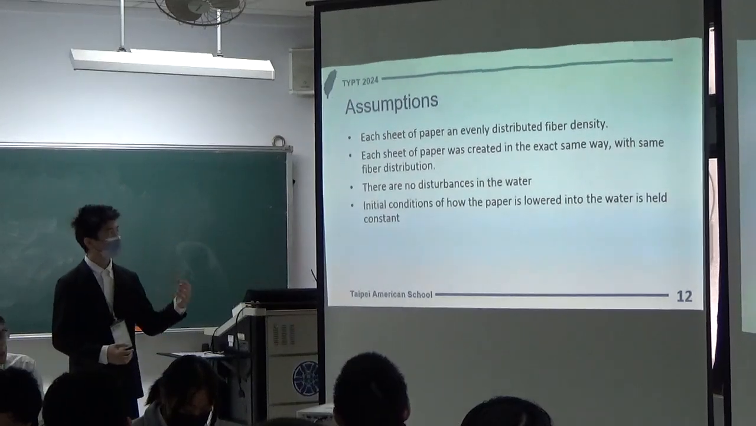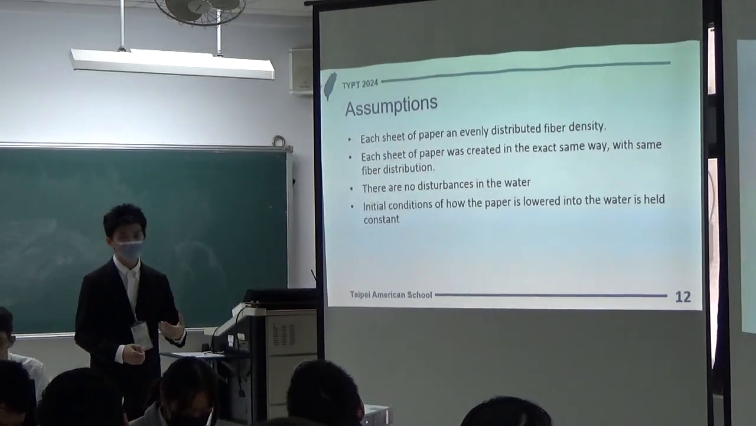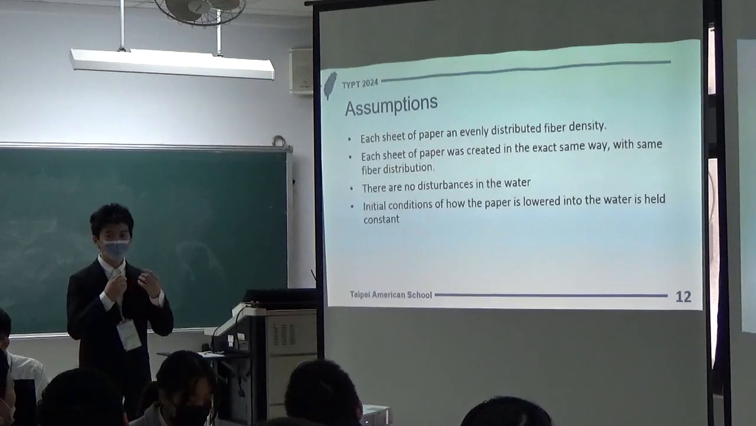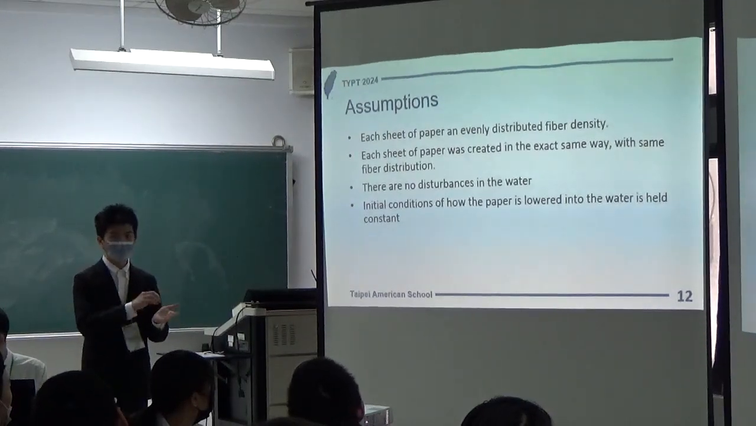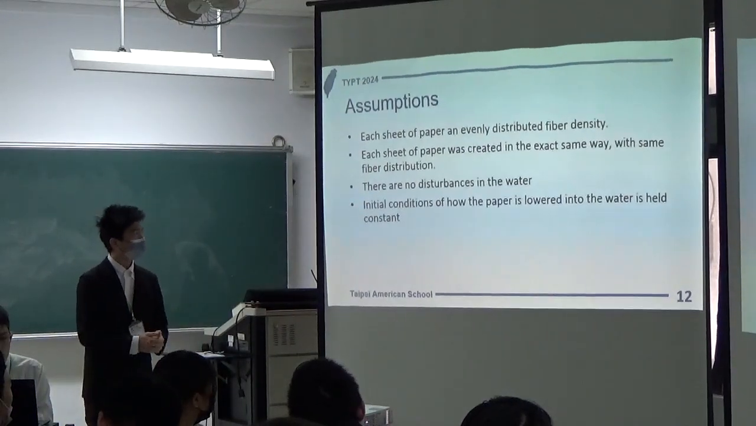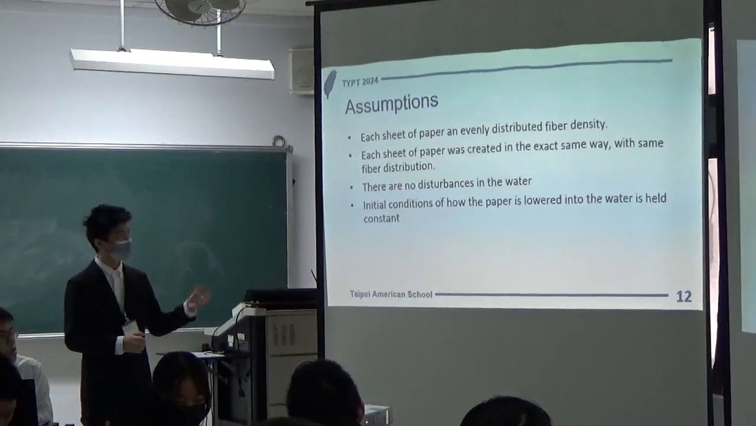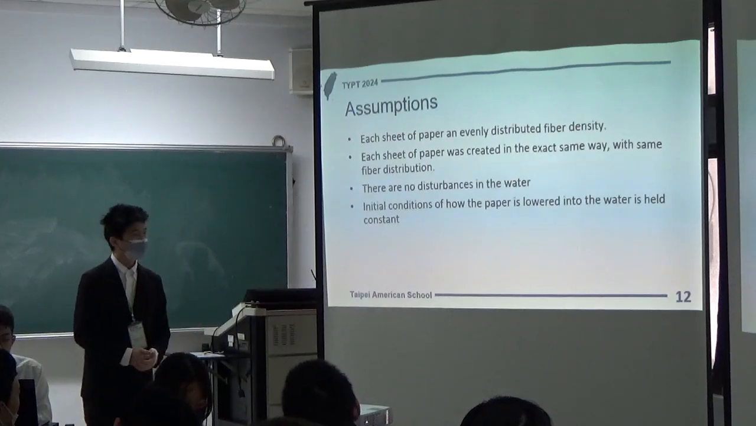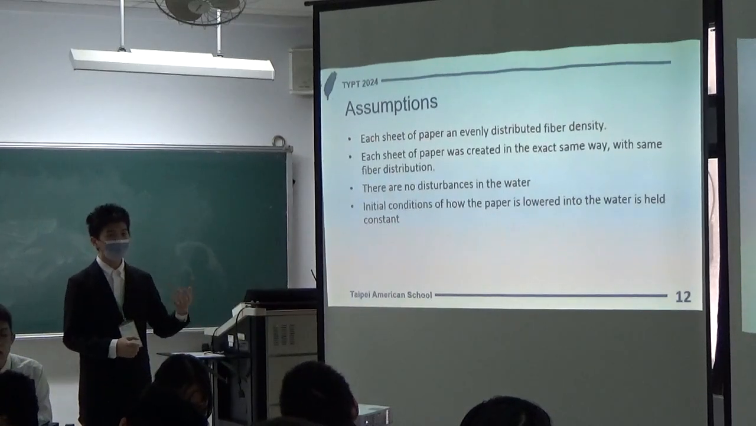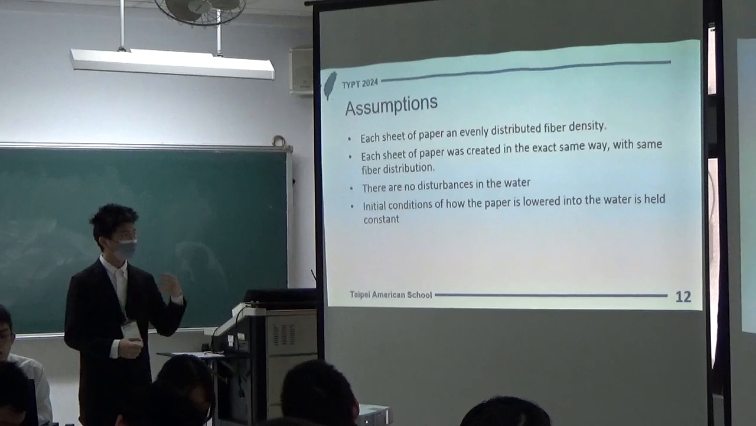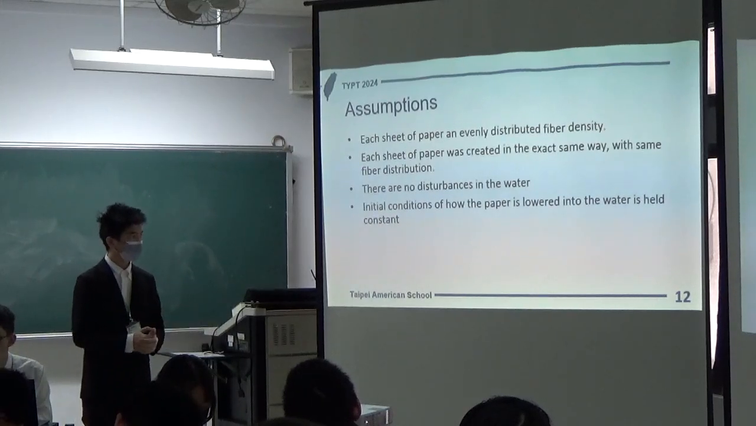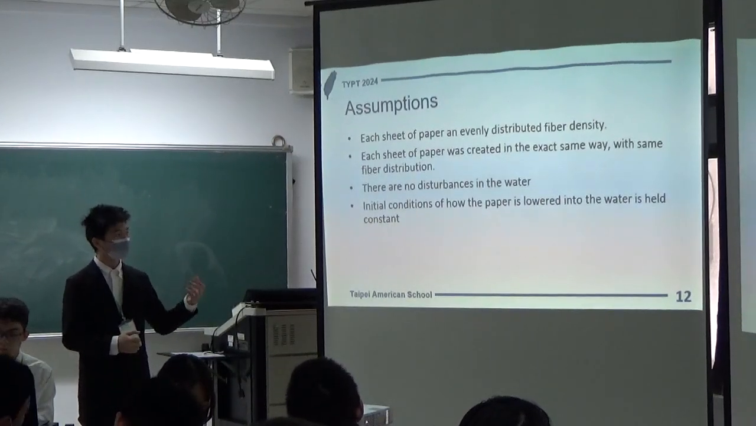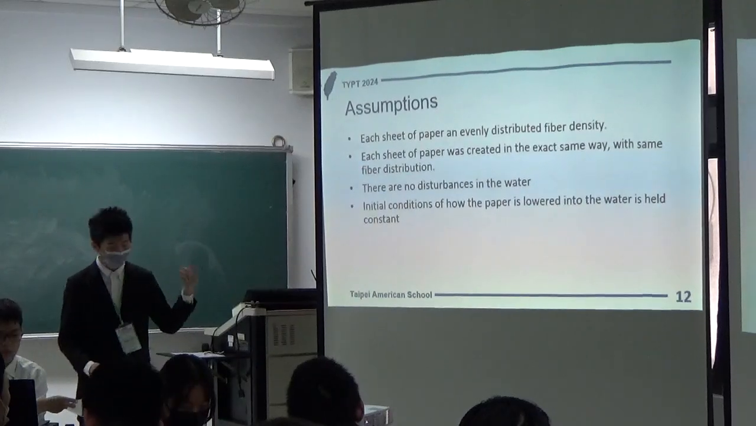So first of all, we assume that each sheet of paper has an evenly distributed fiber density, because this is like a piece of tracing paper, so it's very thin and very uniform. Additionally, each sheet of paper was created in the exact same way with the same fiber distribution, because they're from the same manufacturer. Also, because the problem states that we must gently place the tracing paper inside the water, there are no disturbances in the water. Finally, the initial conditions of how the paper is lowered into the water is held constant.